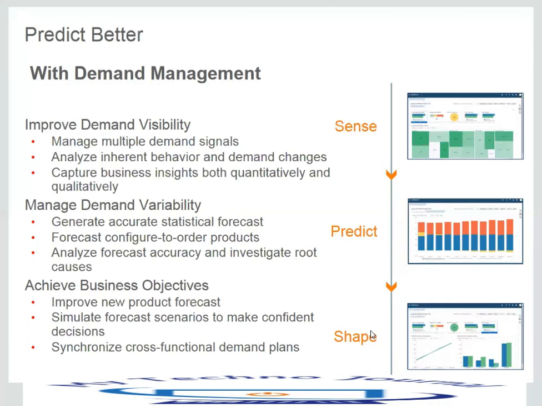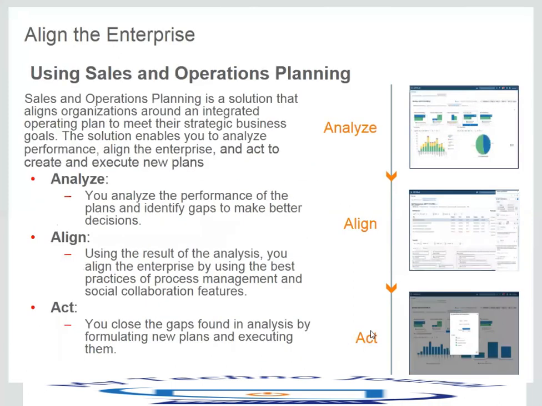And once that is done, you can then achieve the business objectives. If a new product has to be introduced, you can improve new product forecast, simulate forecast scenarios to make confident decisions, and then synchronize cross-functional demand plans. So all this is possible through your demand management. So it's pretty better. Coming to aligning with the enterprise, if you want to use this, then S&OP is going to support you or help you with aligning with the enterprise.